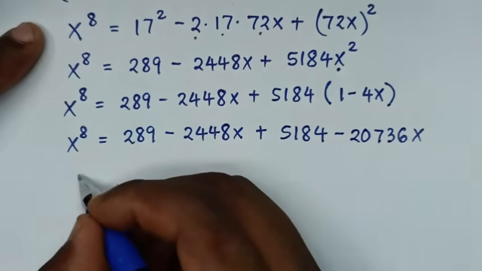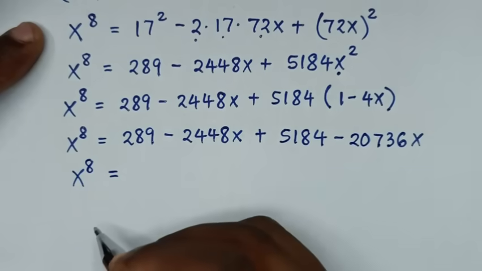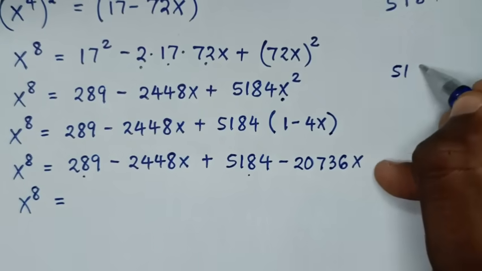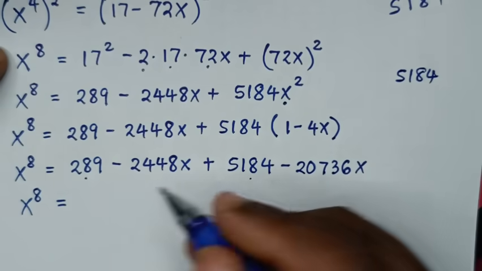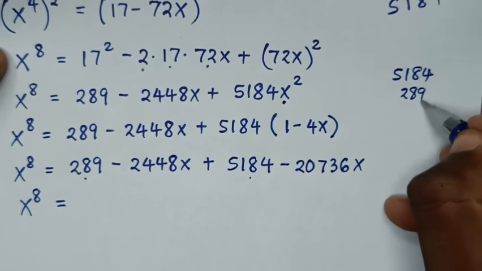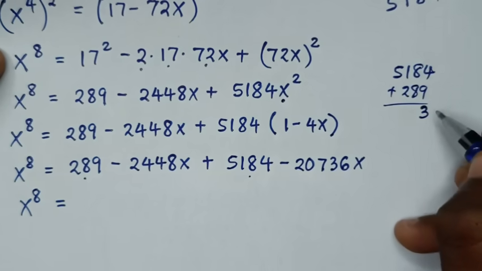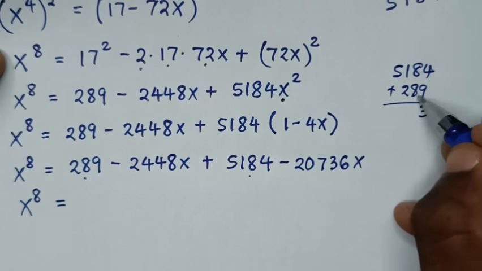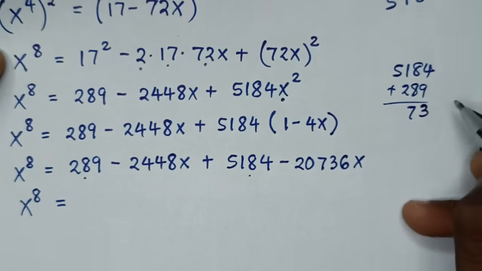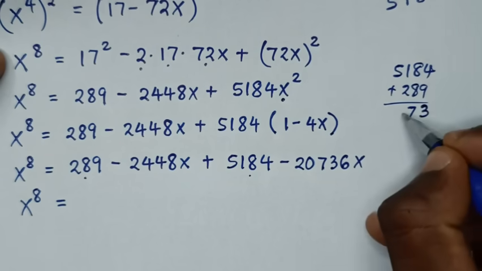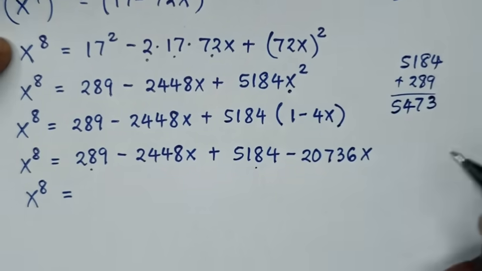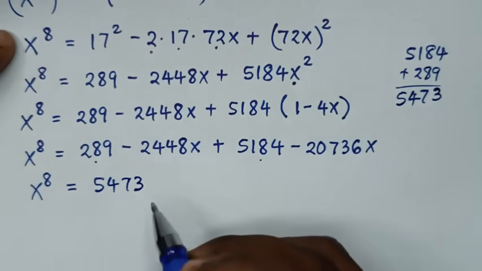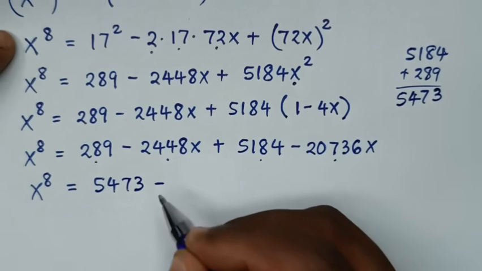Then in the next step, x^8 is equal to, we take this plus this, so 5184 plus this 289. Here it will be 3 plus 4, it will be 13, go with 1. Then 16 plus 1 is 17, go with 1. 2 plus 1 is 3, plus 1 is 4, then 5. So it will be 5473. Then we'll take this and this, so it will be negative.